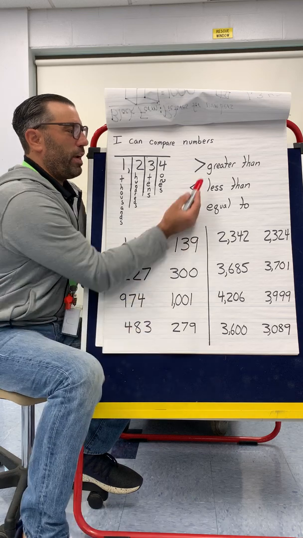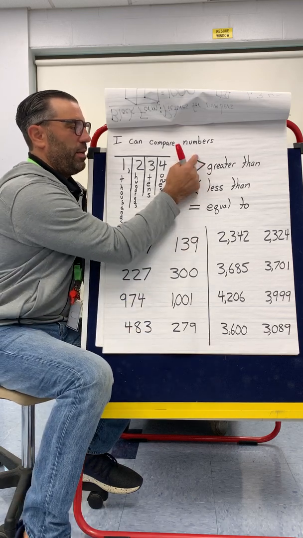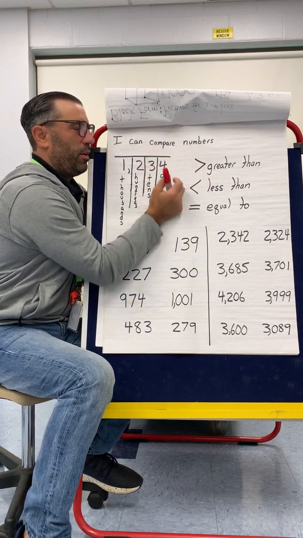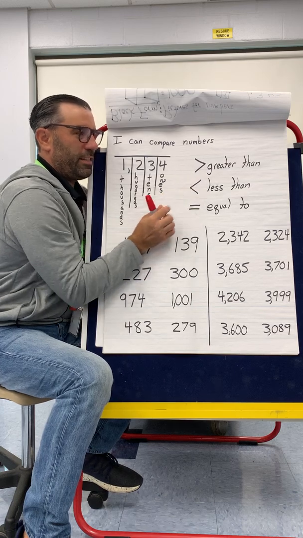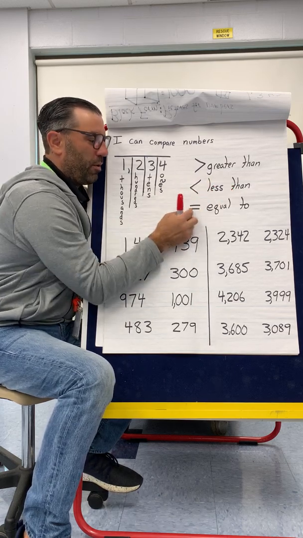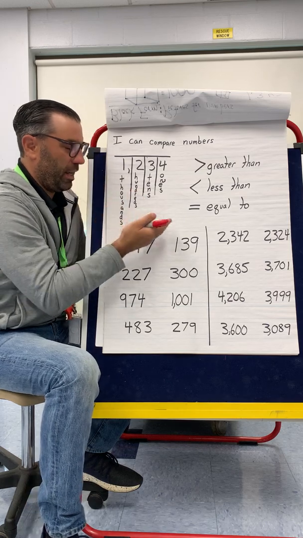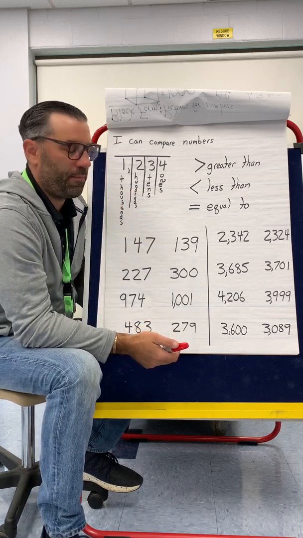Okay? So greater than looks like this. It would be eating the left number. Less than would look like this. It would be eating the right number. And equal to would just be if the numbers are exactly the same.